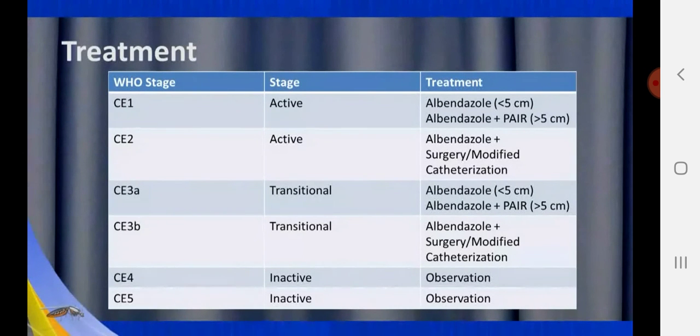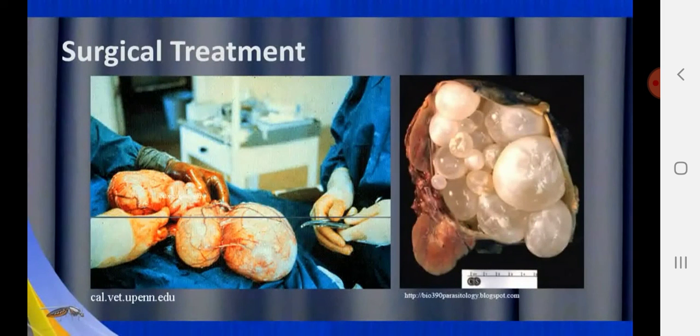For active and transitional disease with daughter cysts, or CE2 and CE3B, treatment involves a combination of albendazole and either modified catheterization or surgery. Modified catheterization is a percutaneous intervention whereby the mother and daughter cysts are removed using a combination of large drainage catheters and aspiration devices. The image on the right demonstrates the surgical resection of a large mother and multiple daughter cysts from the kidney, and the left photo shows multiple resected hydatid cysts.